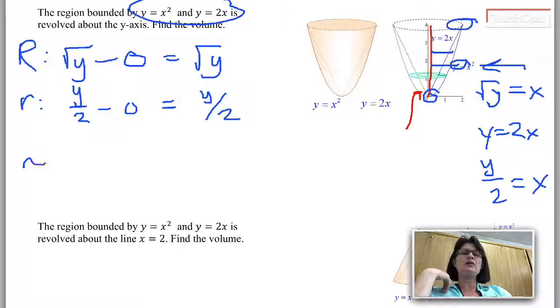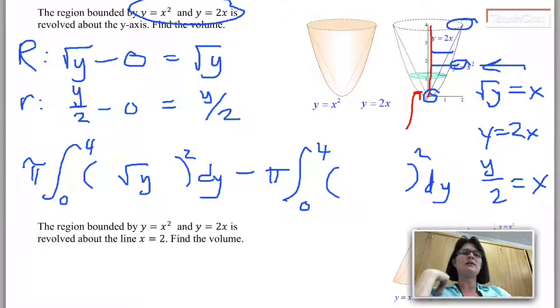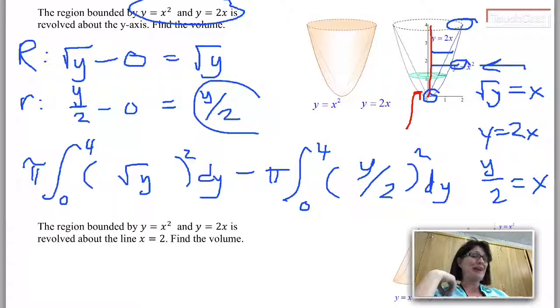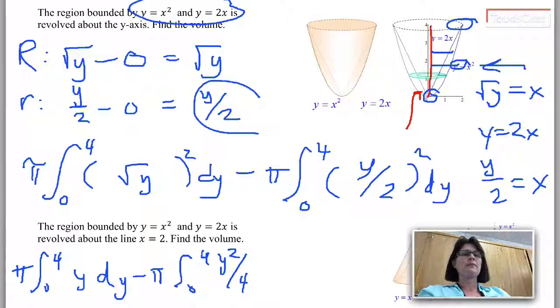So my formula for the washer is pi times the integral from 0 to 4 of capital R squared dy, and my capital R was radical y, minus pi times the integral from 0 to 4 of little r squared dy. Little r in this case we said was y over 2. This is going to be pi times the integral from 0 to 4 of y dy, minus pi times the integral from 0 to 4 of y squared over 4 dy.